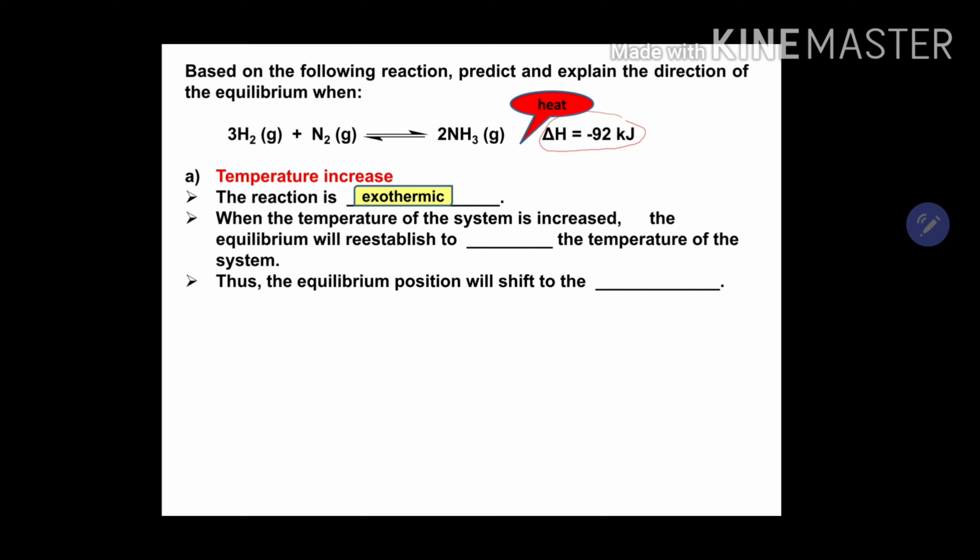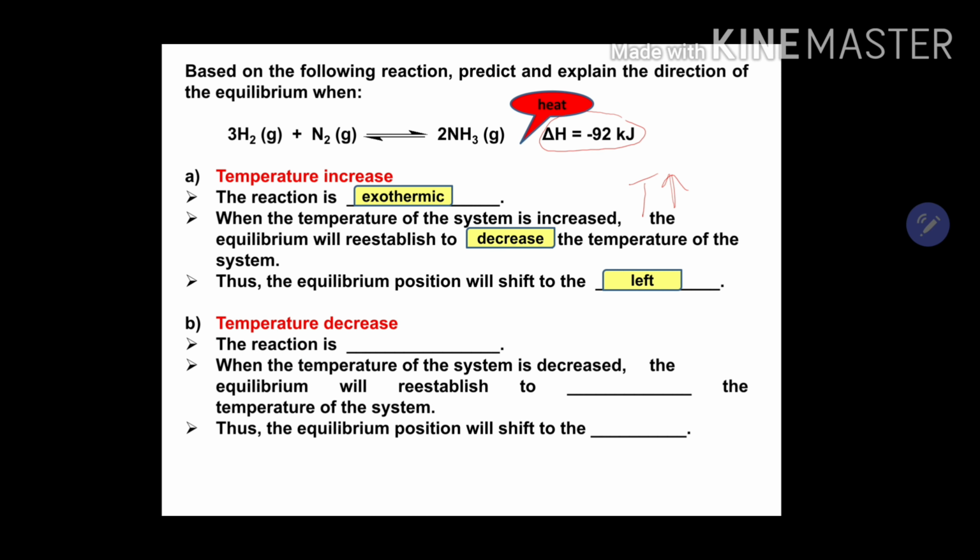When the temperature of the system is increased, the equilibrium will re-establish to decrease the temperature of the system. Thus, the equilibrium position will shift to the left. Now the second disturbance, the temperature is decreased. Still the reaction is exothermic. So when the temperature is decreased, the equilibrium will re-establish to increase the temperature. So the system will shift to the right.